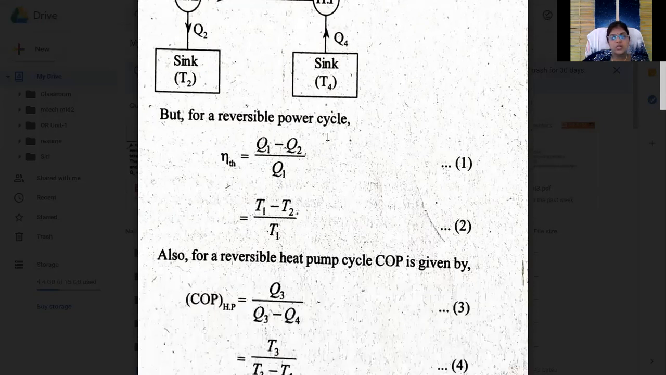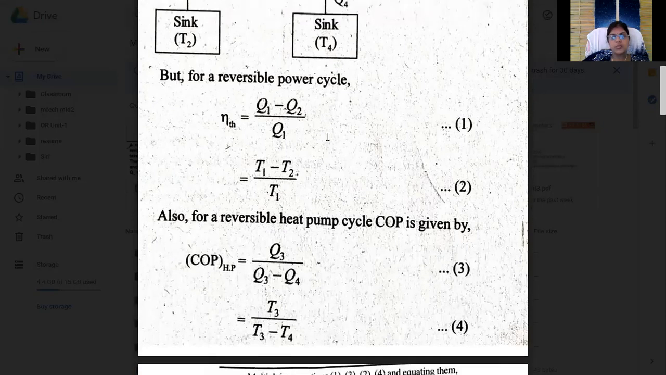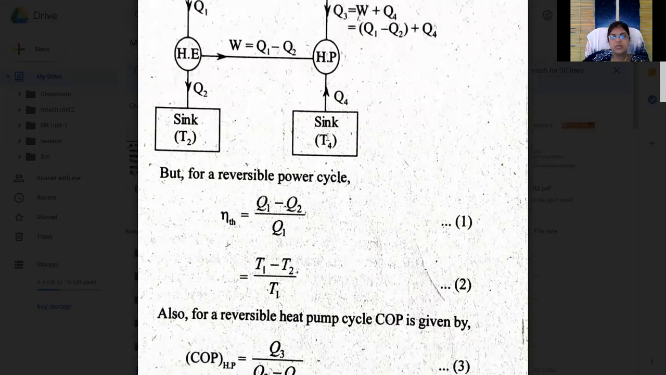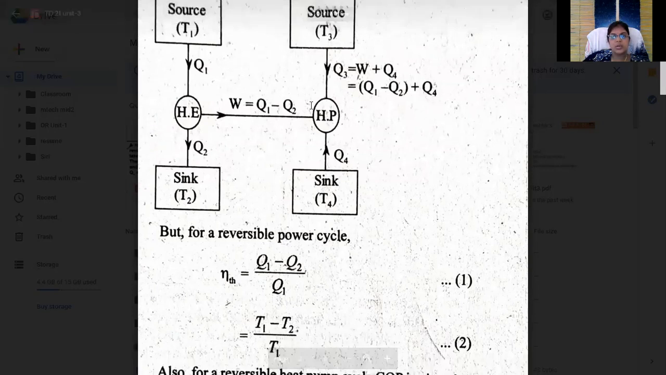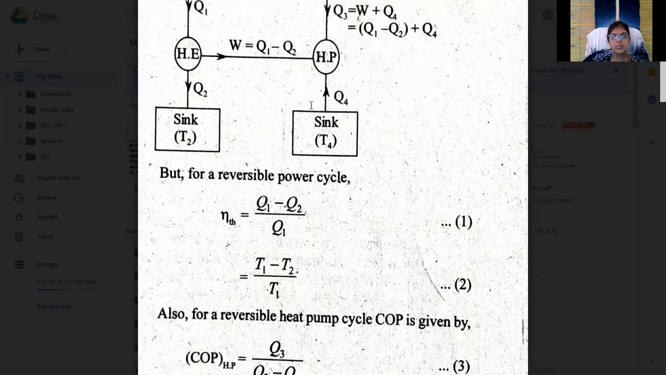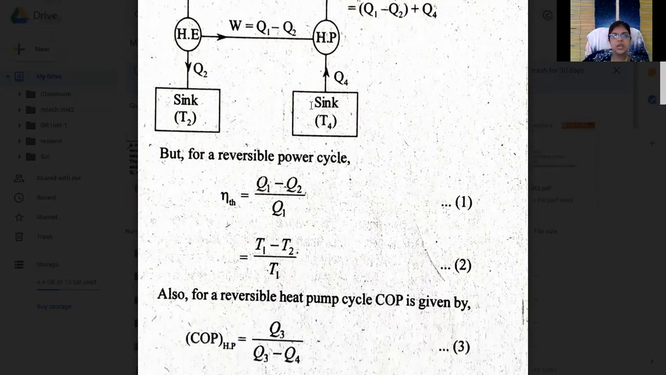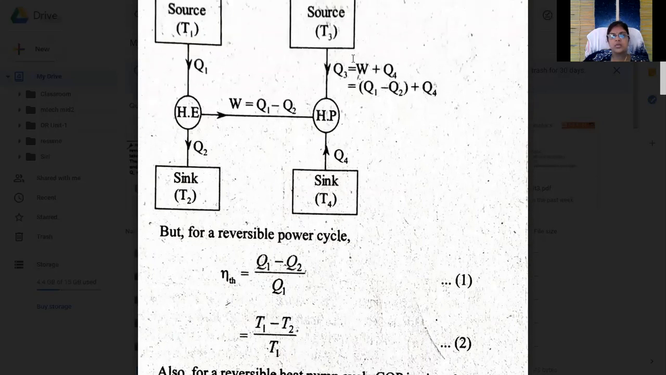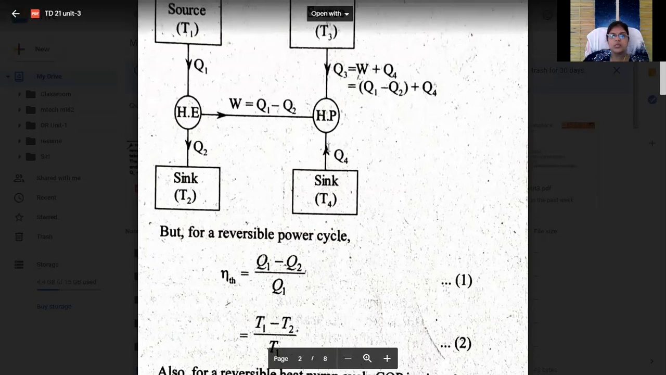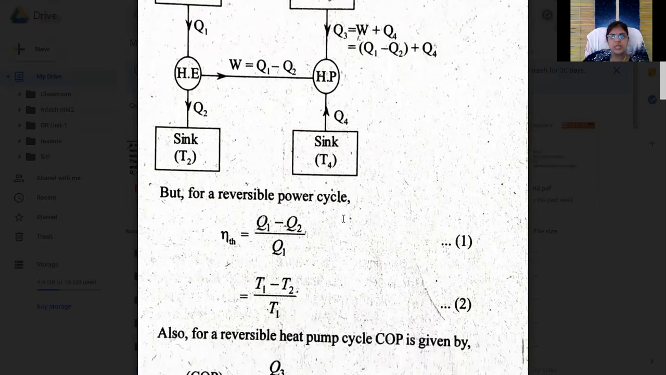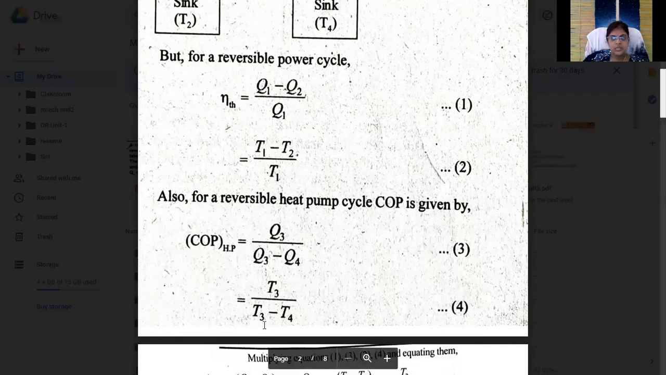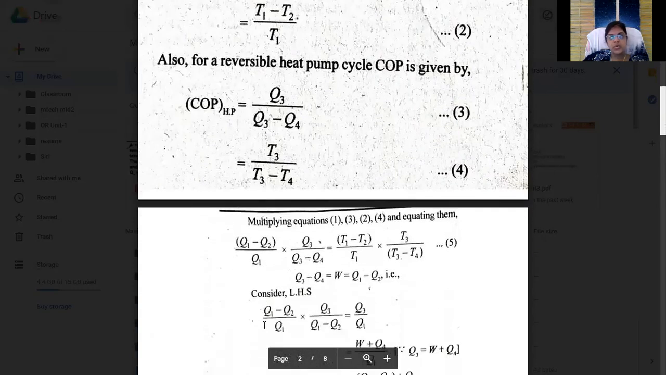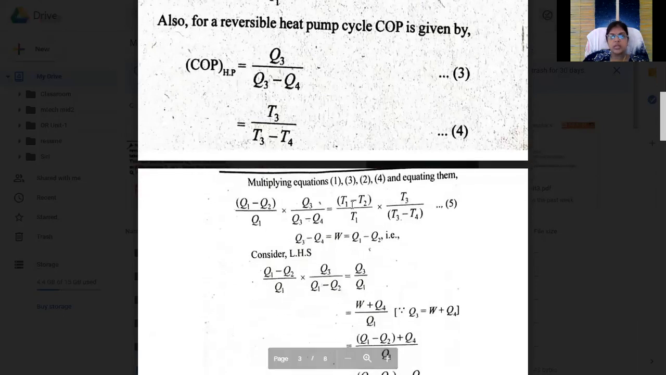Here also, for a reversible heat pump cycle, what is our COP? Desired effect to work done. What is our desired effect? Already I told you, the heat pump desired effect is Q3 at T3. Sorry, the desired effect is Q3, and the work done is Q3 minus Q4, the higher temperature heat minus the lower temperature heat. So just replace the Q's with the T's: T3 minus T4.